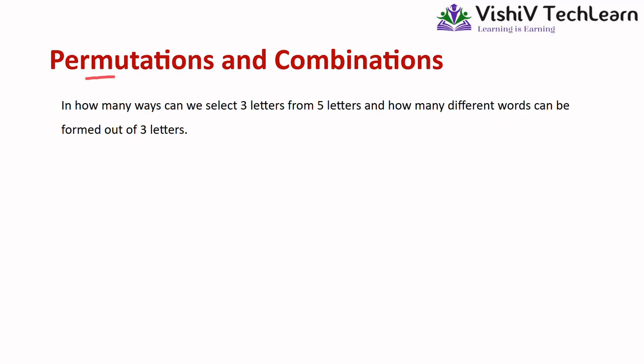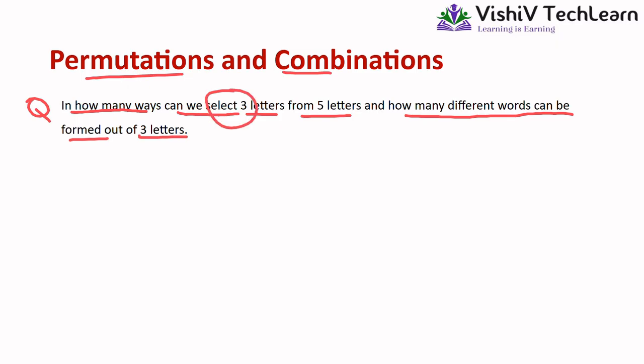So to understand the concept, we will first go through this question. In how many ways can we select 3 letters from 5 letters, and how many different words can be formed out of the selected 3 letters? Okay, so we can assume any 5 letters like A, B, C, D, E. Let's assume that these are the 5 letters. Now out of these 5 we can select any 3. So we have to select 3 letters out of these 5.